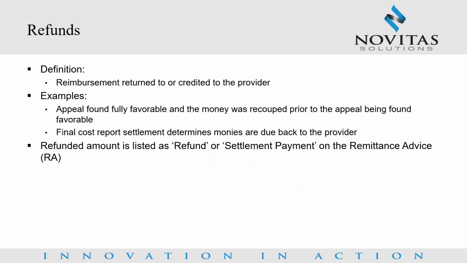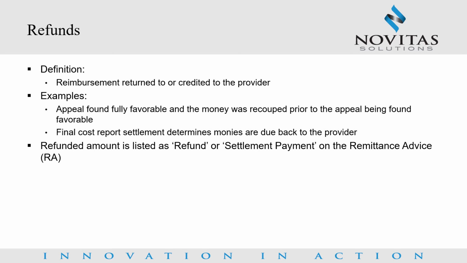Refunds. Another type of financial adjustment you may see on the remittance advice is a refund, which is reimbursement that is being returned or credited to you. A refund amount will appear on the remittance advice as either a refund or a settlement payment. Let's talk about scenarios that would issue a refund and how it would be reported.